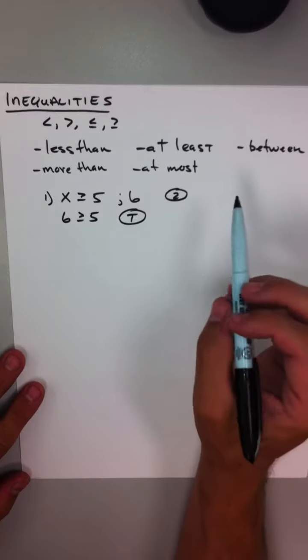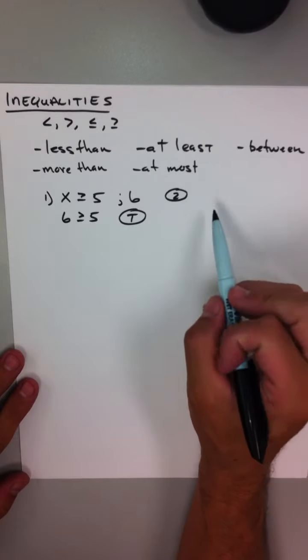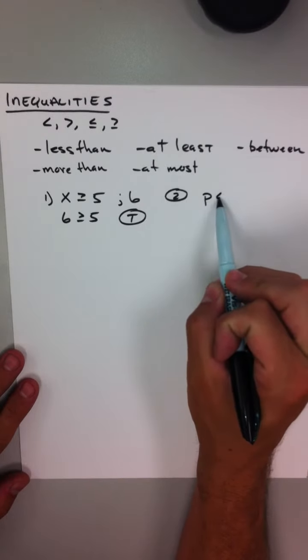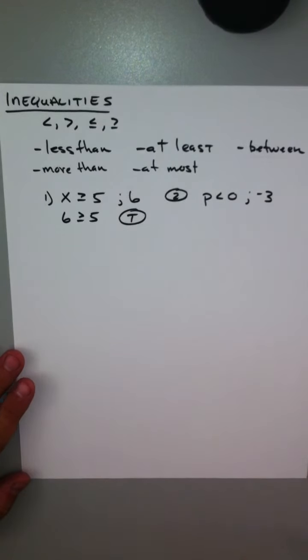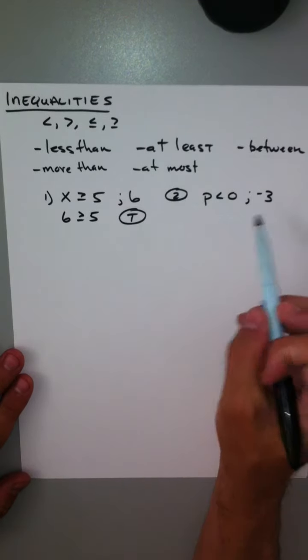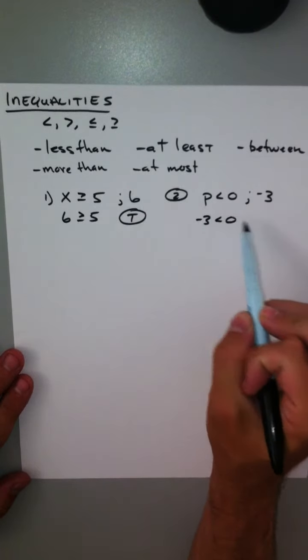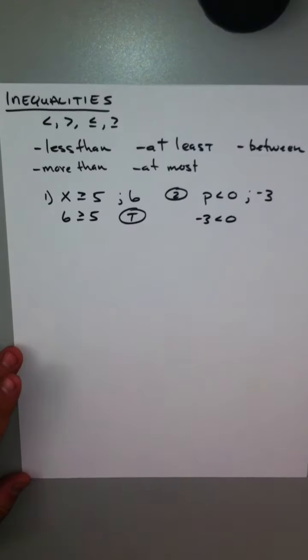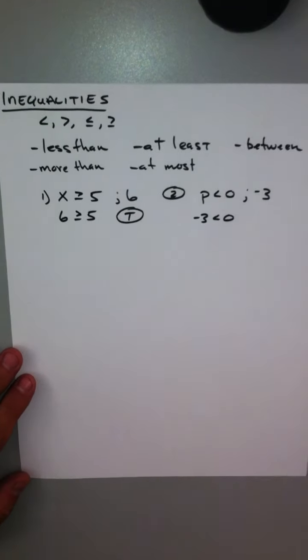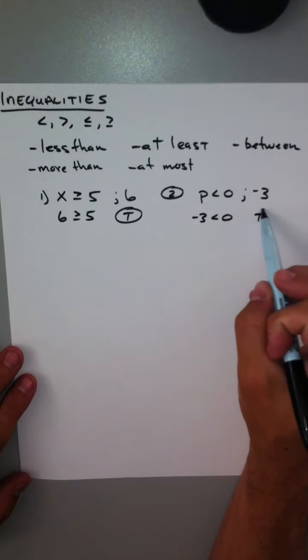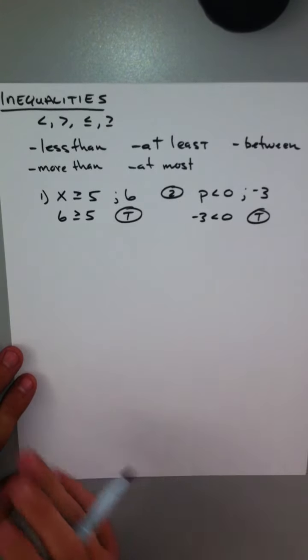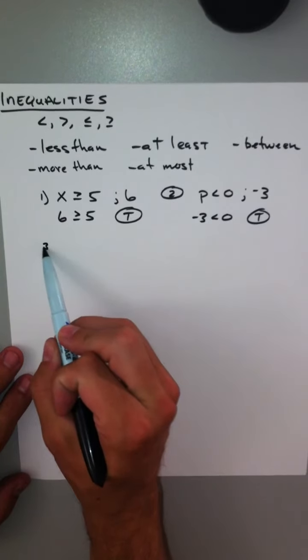What about another one? What if I did something like this? P is less than 0. And let's say I plugged in -3. Is that true or is that false? Well, again, plug in a -3 and just read it left to right. Is -3 less than 0? Nope, or pardon me, yes it is. True.